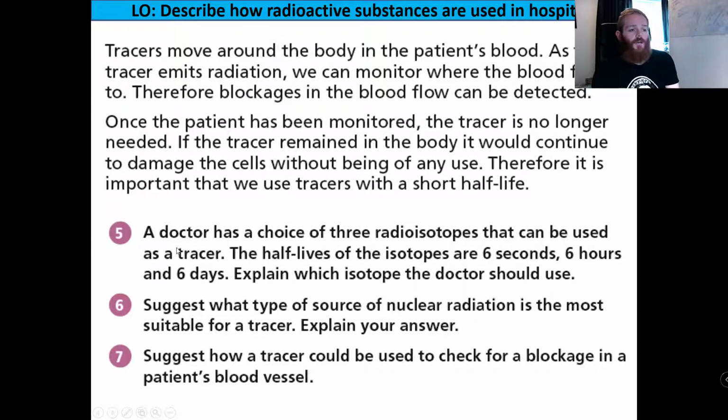Okay, let's go through those. A doctor has a choice of 3 radioisotopes that can be used as a tracer. The half-lives of the isotopes are 6 seconds, 6 hours and 6 days. Explain which isotope the doctor should use. Should be the 6 hours one. 6 seconds is too short.